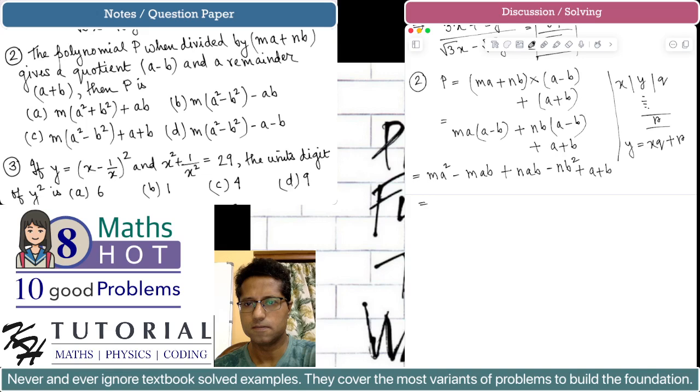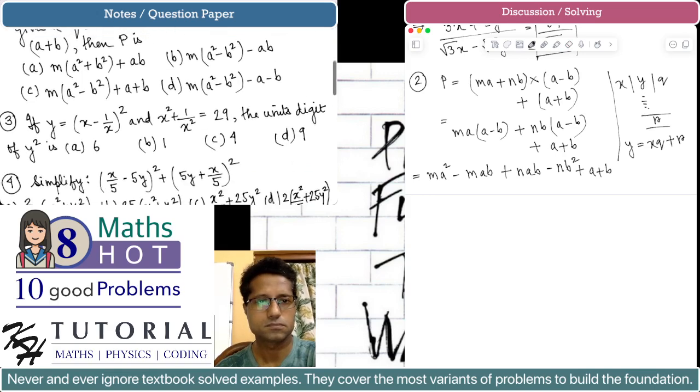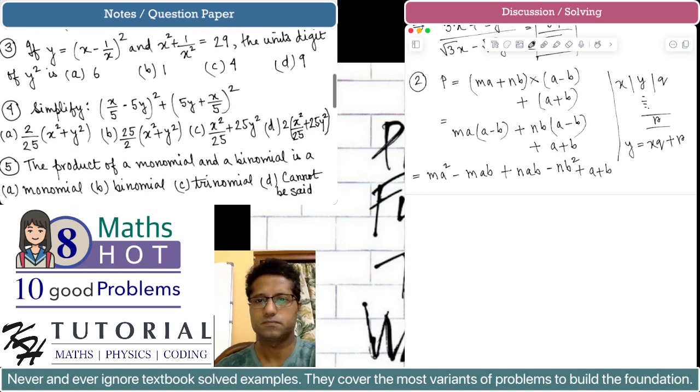A, B. No, I think this cannot. I mean, it will make no sense to further simplify this expression. So I will leave it here. And sorry for giving wrong choices. Let's proceed with the next question. The next question.